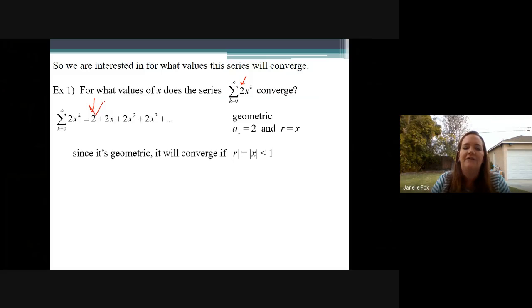We know that if the absolute value of our common ratio is less than 1, then it will work. So that's what I'm going to say. My common ratio this time is x. So if the absolute value of x is less than 1, then these values will converge. Folks, this means that you can split this up into like a number sandwich. That's what I like to call it, a number sandwich, okay?